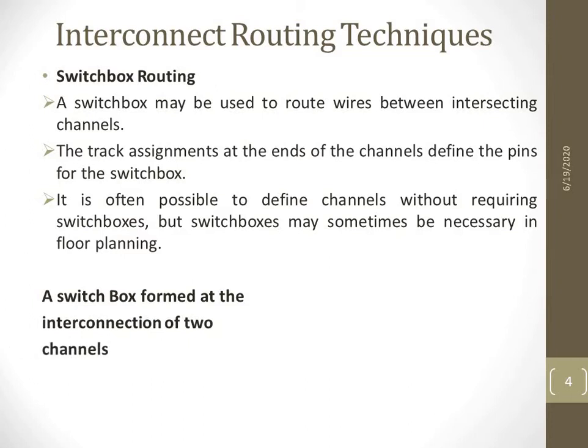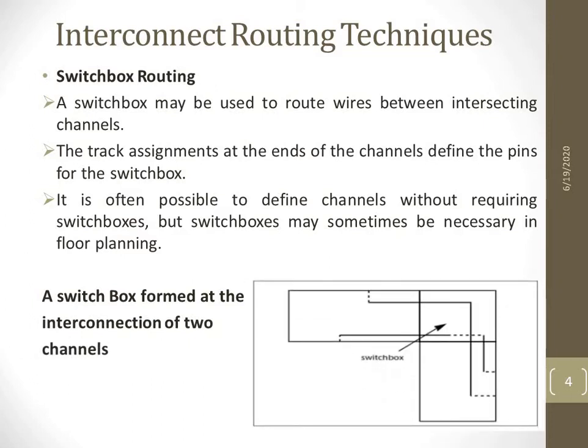So a switchbox is formed at the intersection of two channels, you can see. This is one channel and this is the other channel. Here comes the interconnection of these two, called a switchbox. This switchbox may now be used to route the wires between the intersecting channels. This is the routing line, you can see here. This is the routing line. This is used to connect them. So these track assignments define the pins of the switchbox.